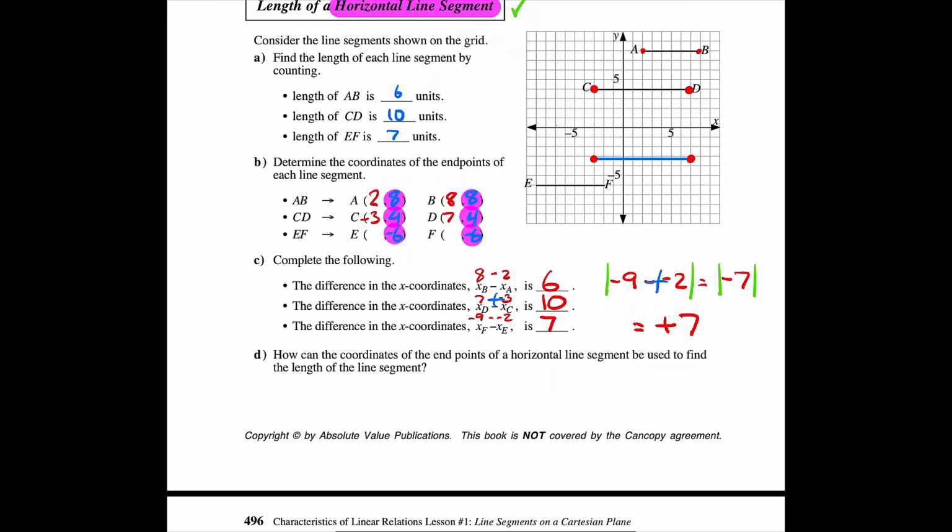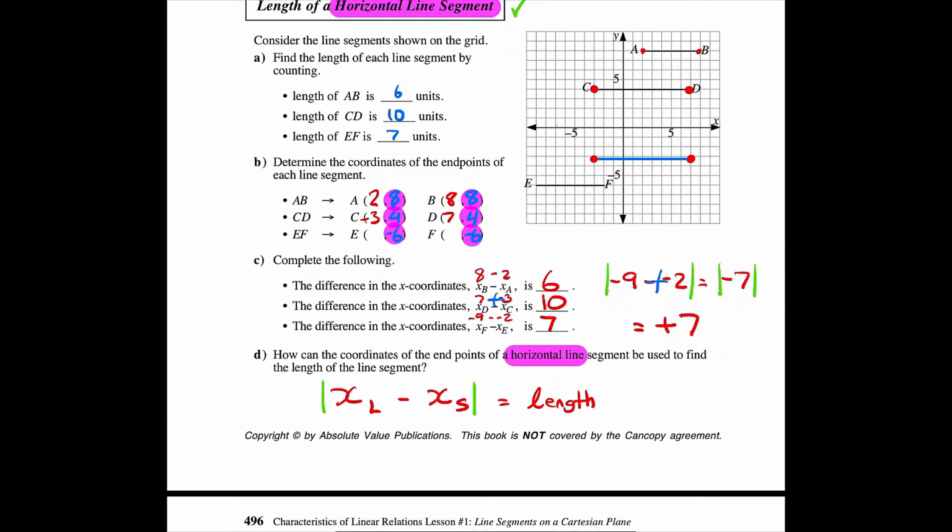Okay, and going to part D, I think that's what it's sort of asking. How can the coordinates of the endpoints of a horizontal line segment be used to find the length of the line segment? Well, first of all, if it's horizontal, we already discussed that it will have the same y points. And what are we going to do to determine its length? We're going to take the x value that is largest, and we're going to subtract the x value that is smallest, and really we're taking the absolute value of that to equal the length.